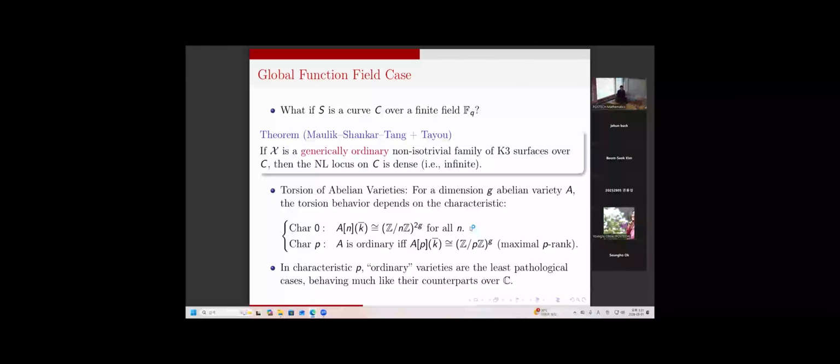So in characteristic p, you can think of the ordinary varieties as the least pathological cases compared to their counterparts over C. And these varieties will behave very much like their counterparts over C. Here I use the word pathological if you think of what happens over C as being natural. But if you do characteristic p stuff every day, you think of these things as features, not pathologies. So it's a matter of taste.